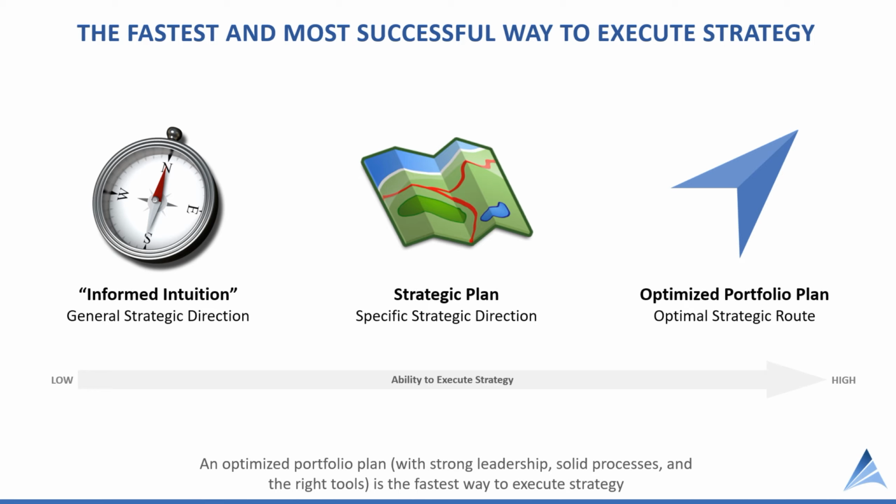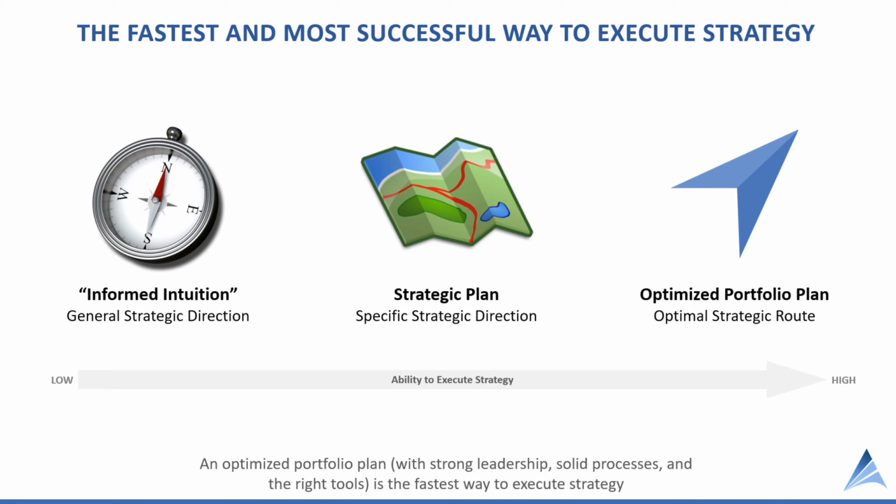There's nothing wrong with the informed intuition. It definitely still has a place. We need to know where we're headed. But it's not as specific as a map. And so a strategic plan could be likened to the map. It provides more specific strategic direction. It helps us increase our ability to execute strategy. But even a strategic plan, which still many organizations struggle with or don't even do or don't do well, a strategic plan in and of itself is not the best way to execute strategy.